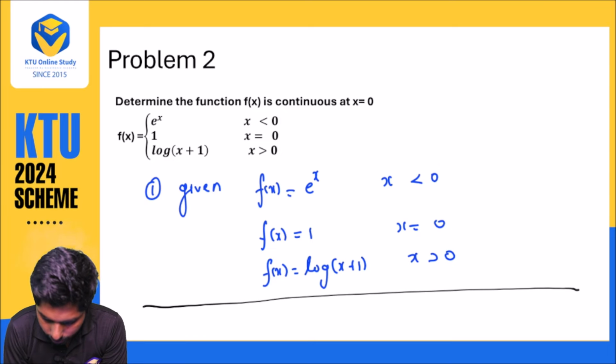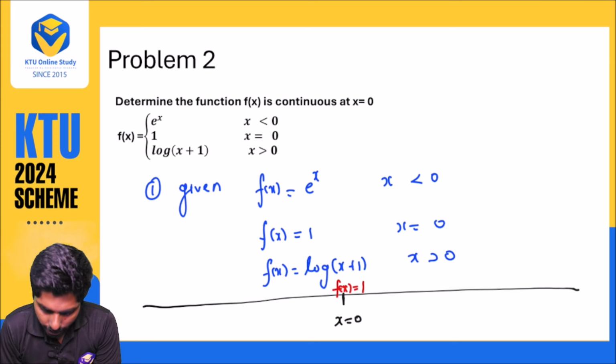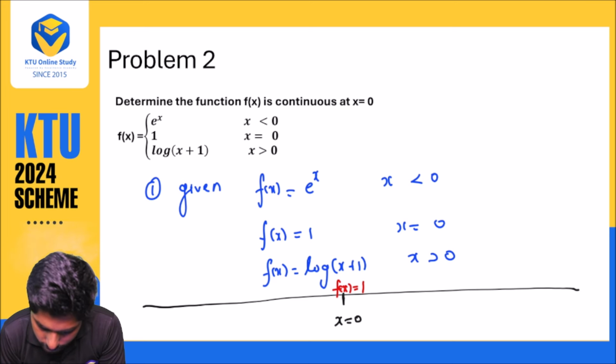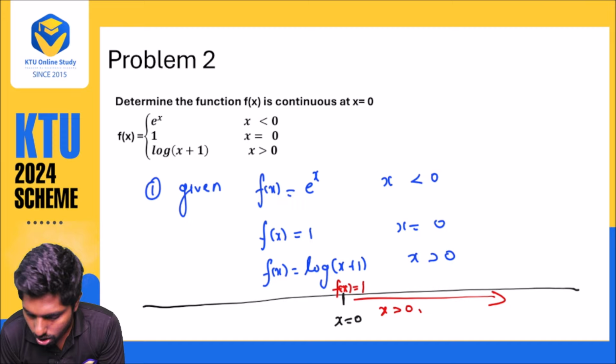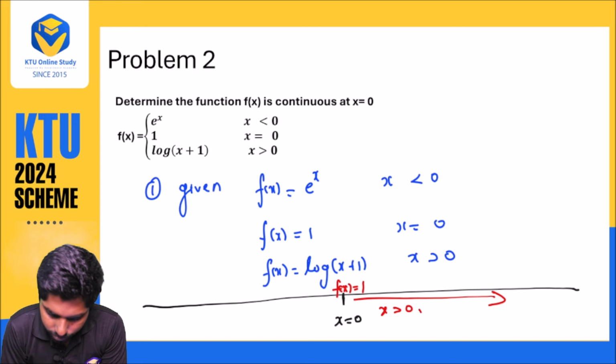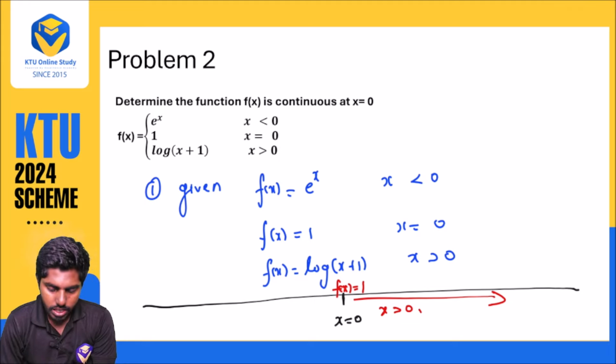What have they given? When x is equal to 0, our f of x is equal to 1. And when x is greater than 0, these positions are greater than 0, our f of x is equal to log x plus 1. And when x is less than 0, our f of x is equal to e power of x.